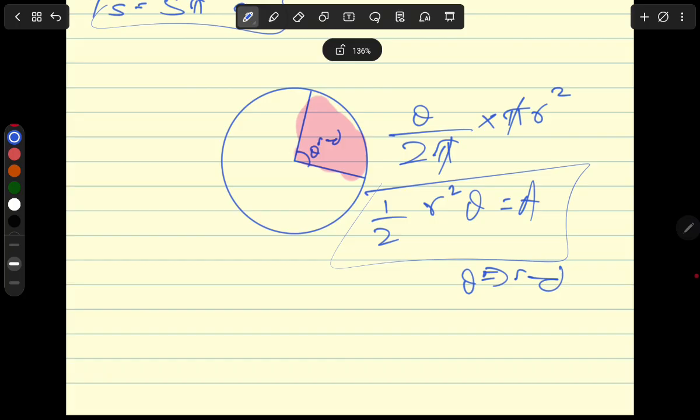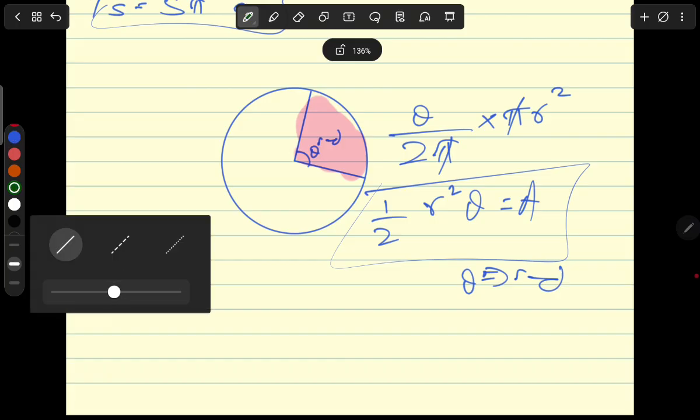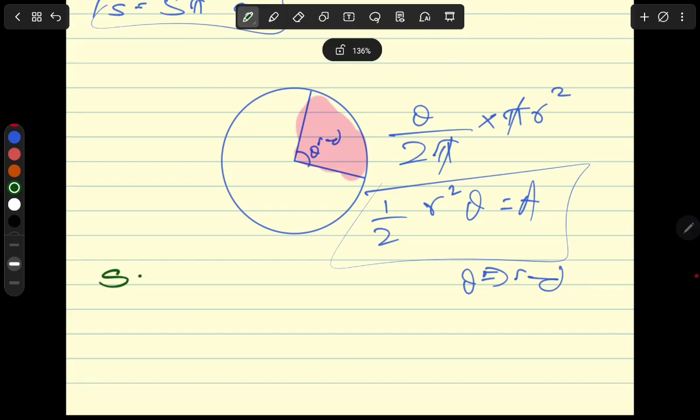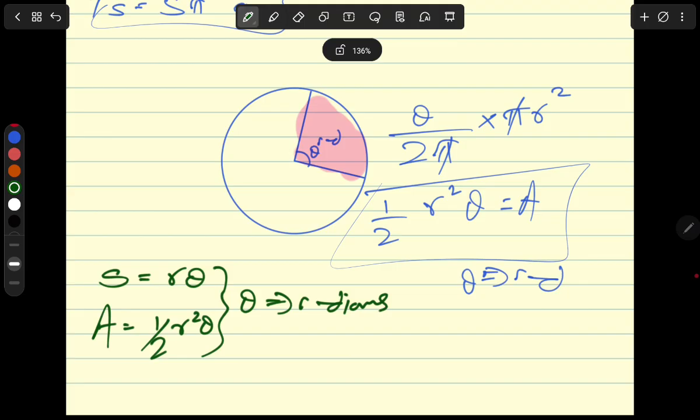As simple as that. So these are the two most important formulas in your circular measures. S is equal to r theta and A is equal to half r square theta, where both the thetas are in radians. Okay, this is extremely important, right? Now, I've marked enough papers to know exactly where students lose marks, and of course, we go through a lot of examiner reports on a daily basis.